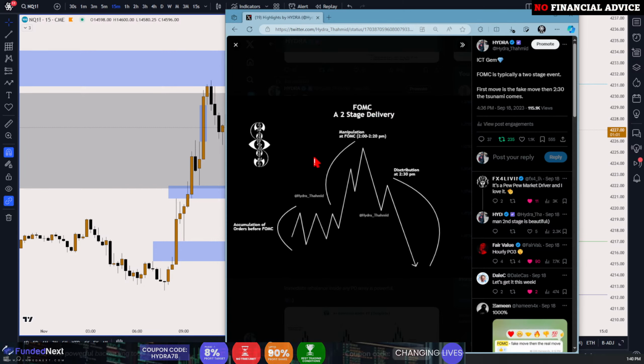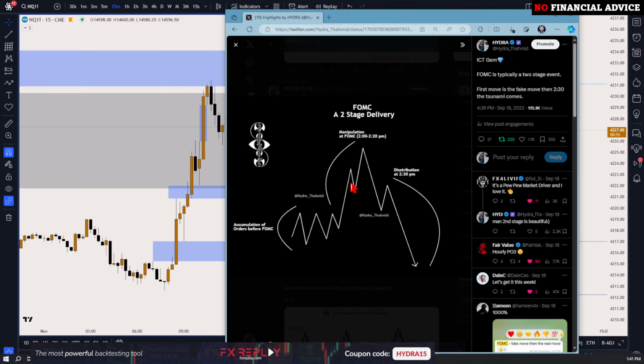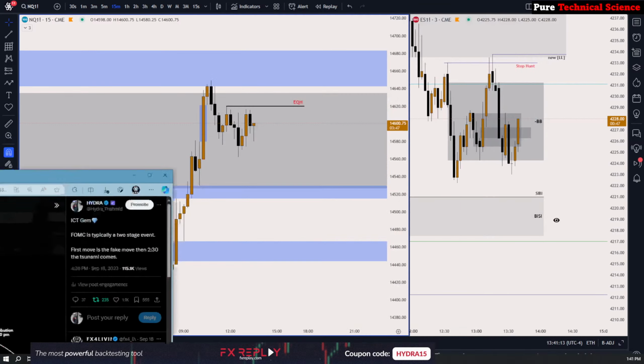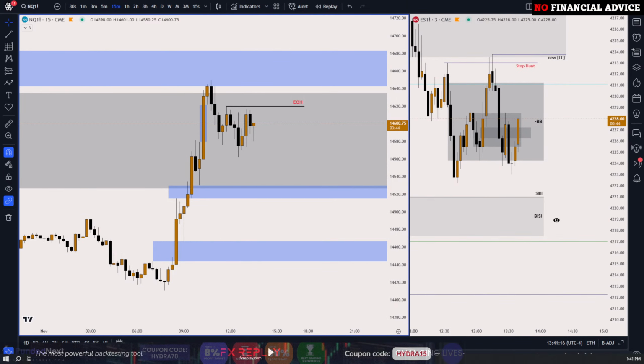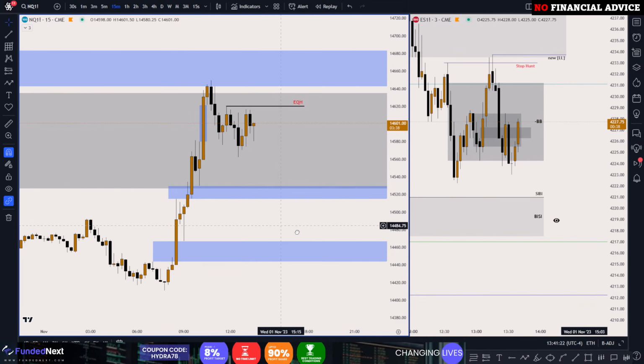So the first liquidity that price delivers is at 2:20. This is the first stage. The second stage starts at 2:20 to 2:30. The high probability move comes in at 2:30. So we'll watch how price is delivering that. I shared this template for free on my Twitter, so you guys can go and check out the highlights section of my Twitter and you will find it there.